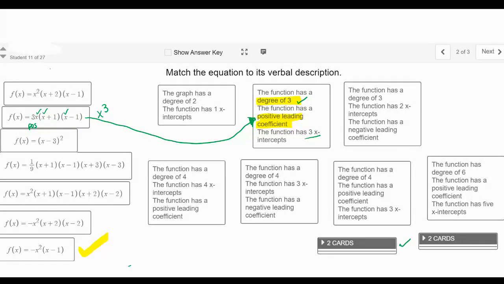So now I need you to go ahead and match up the rest of these cards. And there's going to be one more video for slide number 3 on Google Classroom if you still need help with that.